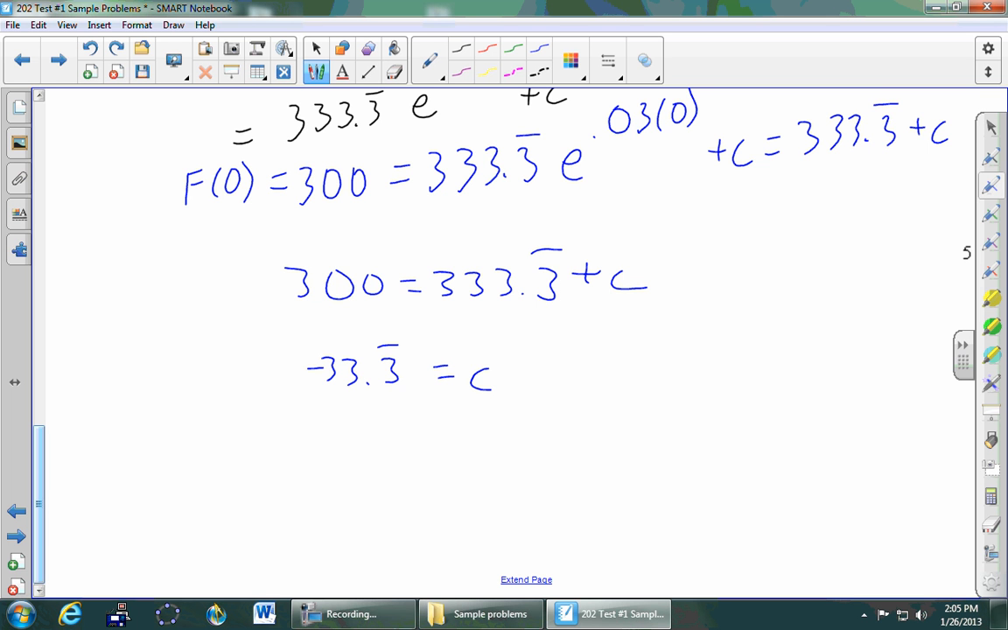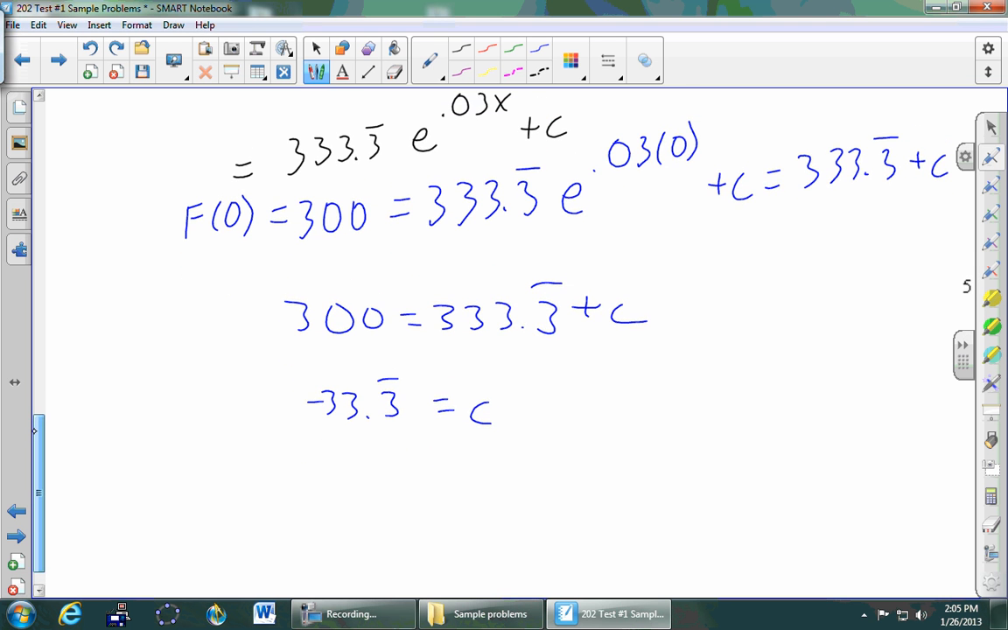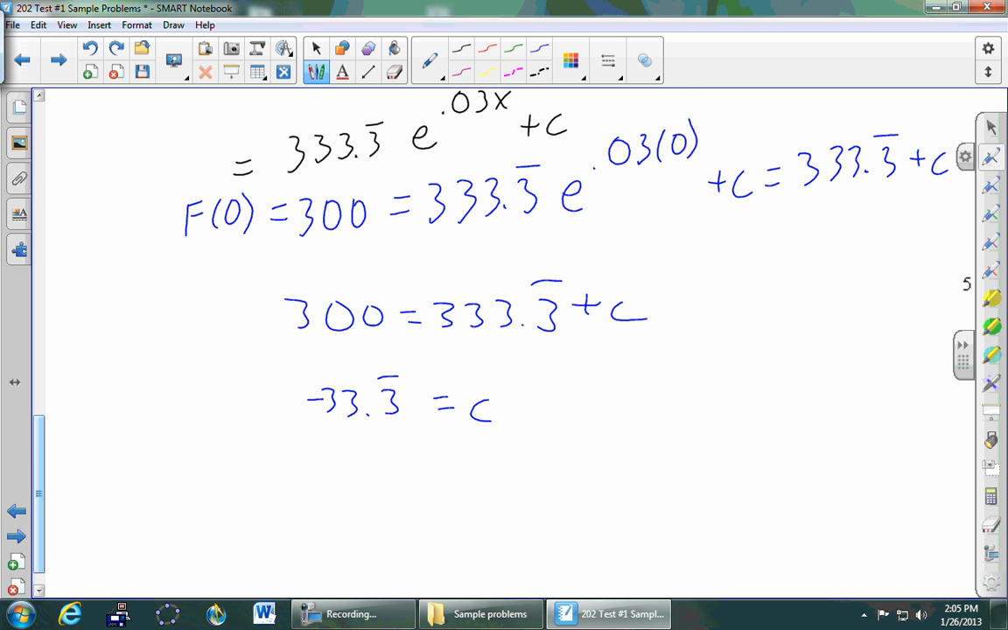And now we'll just rewrite our final answer. See if we can get it on the screen. Oh yeah, right there, that black line at the top. So our final formula here is f of x equals 333.3 repeating, e to the 0.03x, plus the constant. The constant turned out to be negative 33.3, repeating.